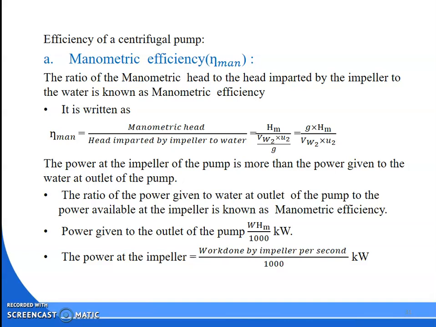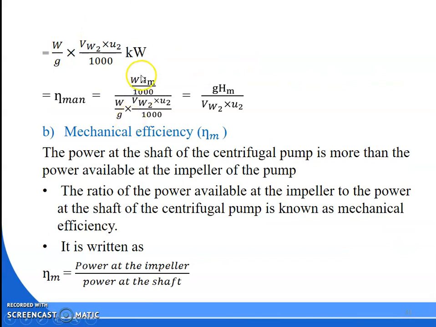So how do we get this? We derived it here. This power is which power? Power available at the water. And this is the power available at the impeller. Mechanical efficiency is the power at the impeller to the power at the shaft. That is your mechanical efficiency, output by input.